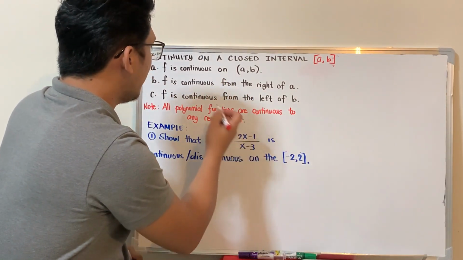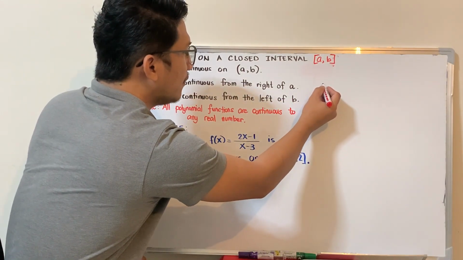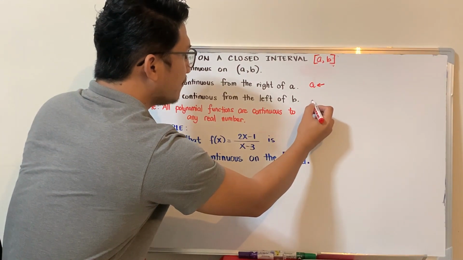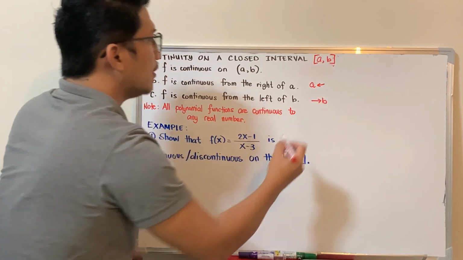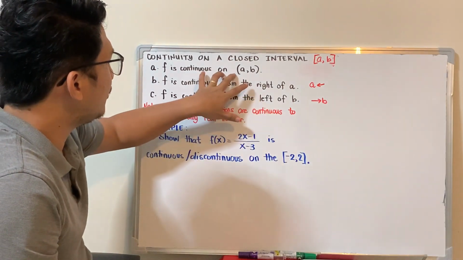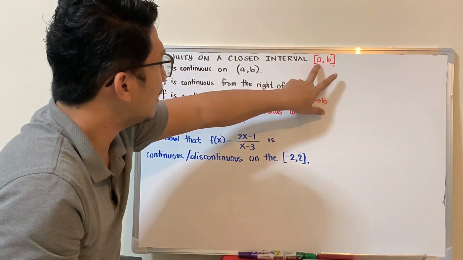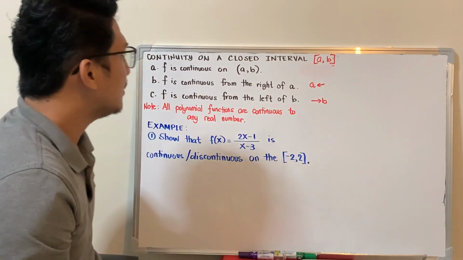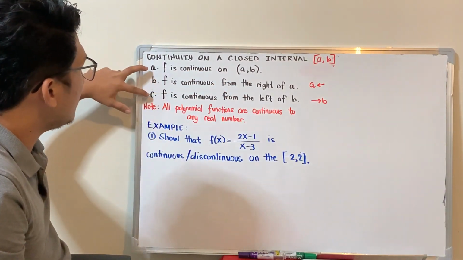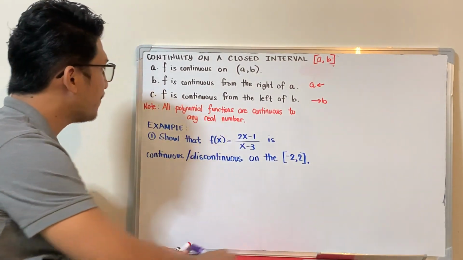And after that, gikuha na to ang continuity sa function from the right of A. So meaning, from the right going to A. Unya, kani siya is from the left, no? So from the left going to B. We are trying to consider the in-between, and then after that, the boundaries A and B. So for the function to be continuous in the closed interval, then dapat ma-meet niya ang tulo ka conditions. Anyway guys, take note na lang.